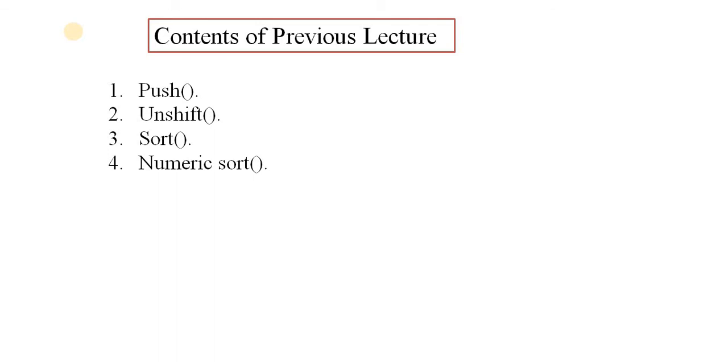Now we'll see today's lecture points. Contents of today's lecture: first is the join method, second is the concat method, third is the shift method, and fourth is the pop method. Let us see one by one what is meant by the working of join method, concat method, shift and pop method.